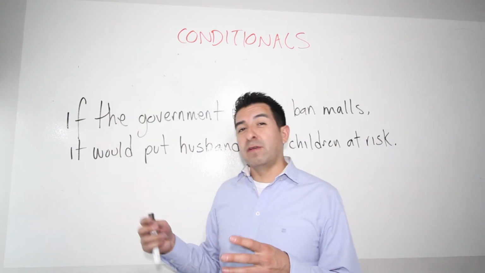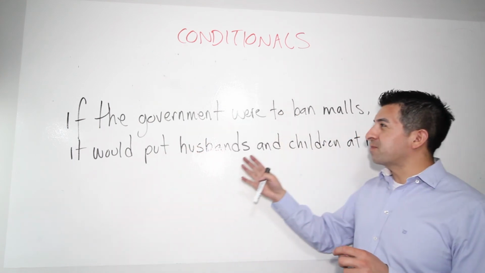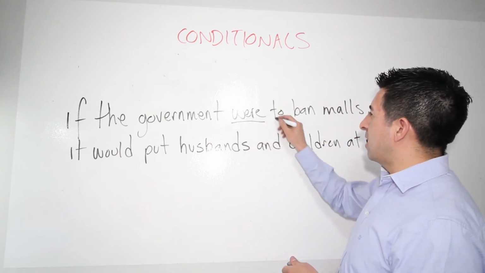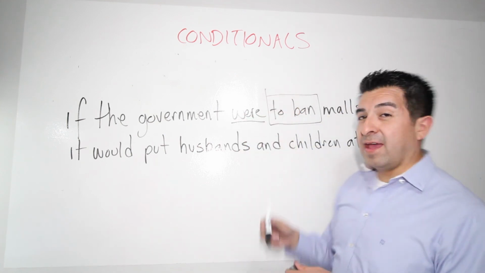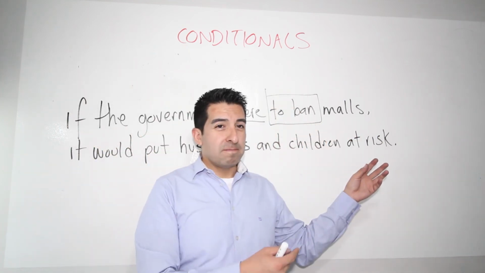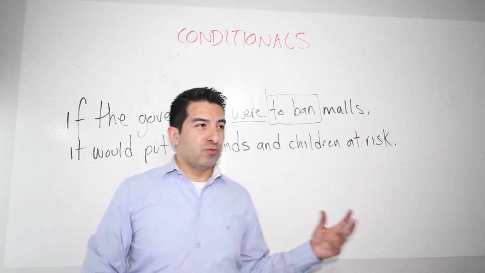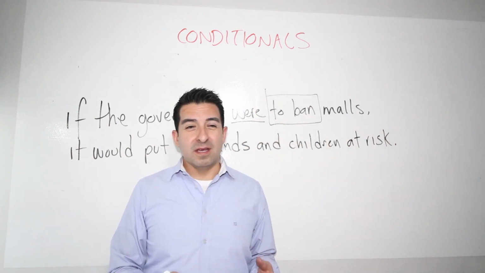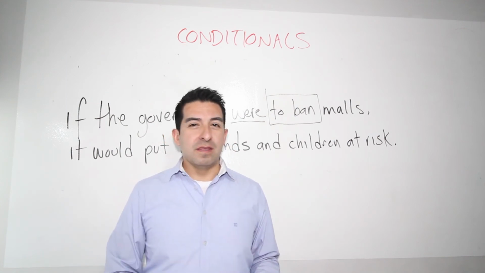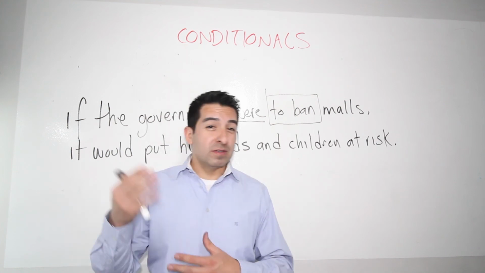This is another example of an imaginary situation. If the government were to ban, were and the infinitive, were to ban malls this Mother's Day, it would put husbands and children at risk. There are no chocolates, there are no frying pans, there are no irons, there will be no flowers, there will be no perfumes, there will be no purses.